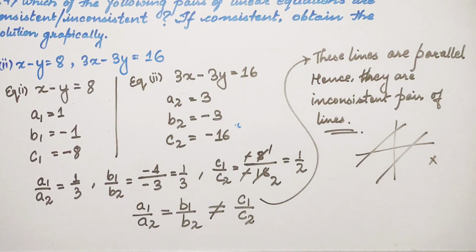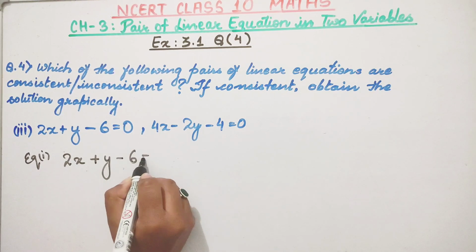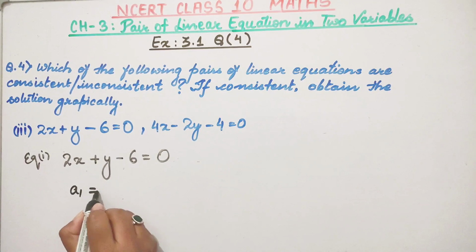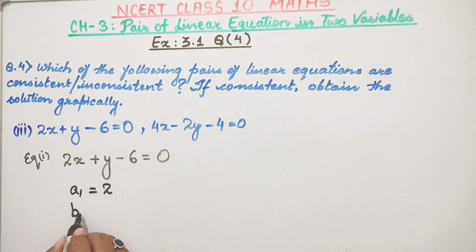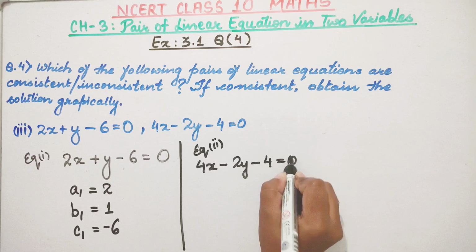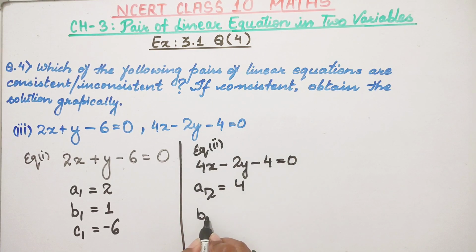Let's move to the third one. Equation 1 is 2x plus y minus 6 equals to 0. a1 equals to 2, b1 equals to 1, and c1 equals to minus 6. Equation 2 is 4x minus 2y minus 4 equals to 0. Here a2 equals to 4, b2 equals to minus 2, and c2 equals to minus 4.